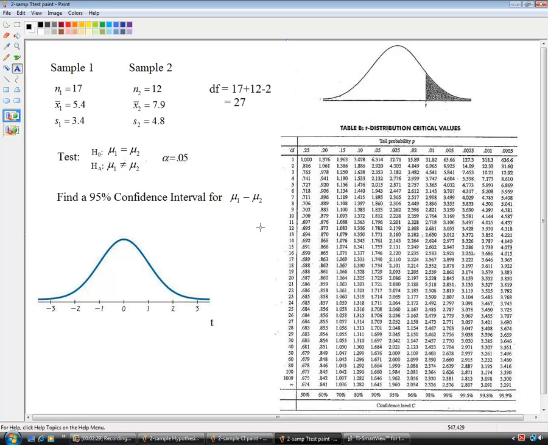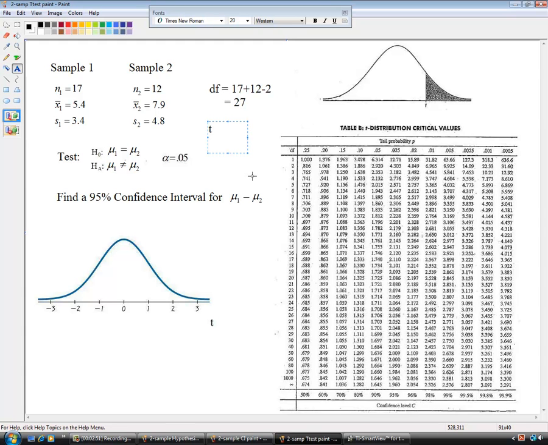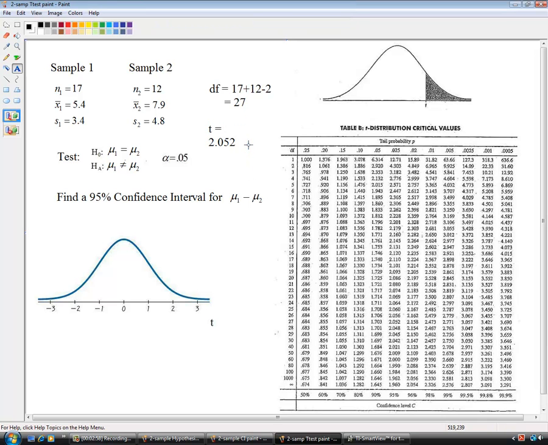So our critical value, or values, we go down the 0.025 column because we're doing a two-tailed test. We're going to cut alpha in half. And we go down to 27. So 27 and 0.025 meet up at 2.052. So that's going to be my critical value.